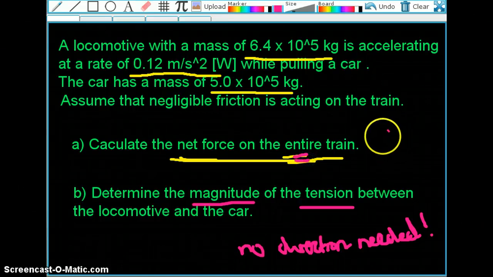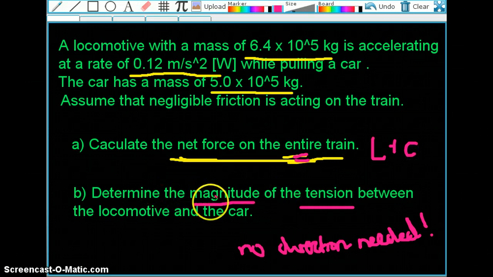That means the locomotive plus the car, so L plus C. And then part B, determine the magnitude. Another keyword. That means I don't need to worry about any directions. So magnitude of the tension. There's another keyword. So you're finding the size of the tension. You can read those two words, and you don't even need to read the entire question if you're running out of time. So pick up on keywords: magnitude and tension. No direction needed, just a reminder.